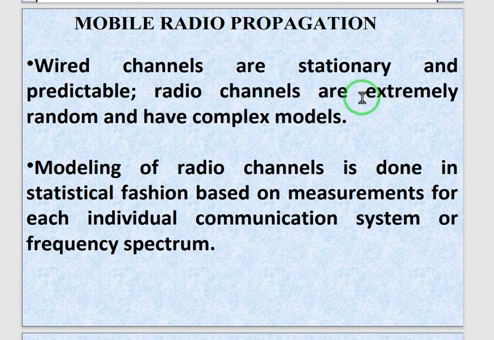Wired channels are stationary and predictable. Radio channels are extremely random and have complex models. Basically, in mobile radio communication, mobile devices are extremely random. Definitely, they are movable. They are mobile and have complex models.